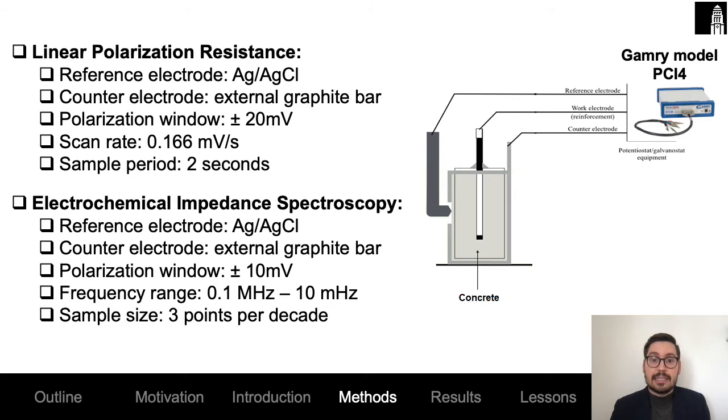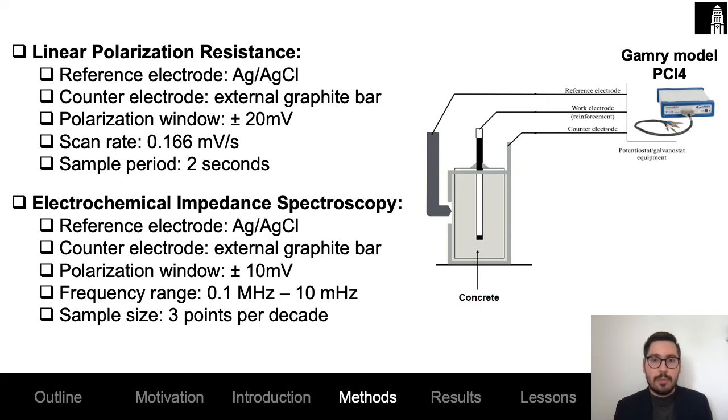Now you can see a schematic on the right of this slide that shows how the graphite external bar is surrounding the concrete sample, and you have the silver chloride reference electrode on the outside touching the surface of the sample. Now the scan rate was kept pretty low, and this is to prevent any disruptions to the surface of the working electrode, the reinforcement bar, excuse me. And the sample period was 2 seconds.